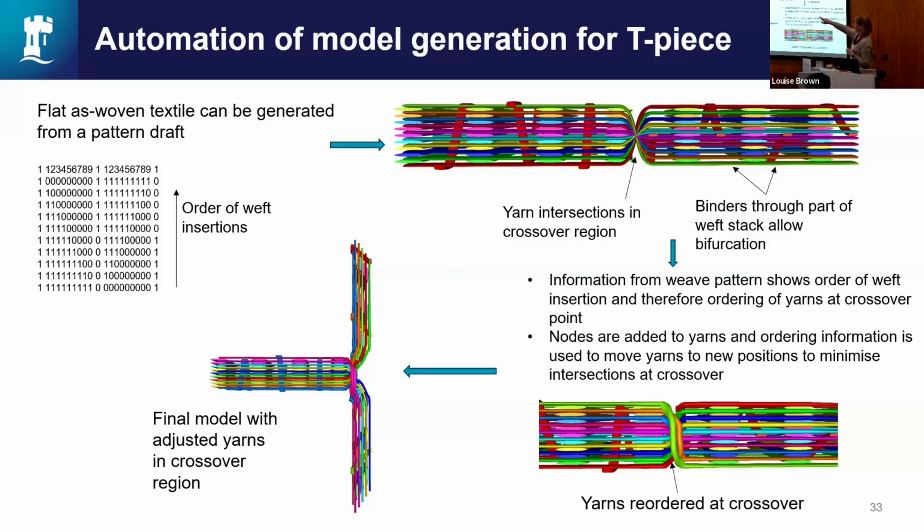And so previously I'd written the code that would take the weave pattern and convert it into a TexGen model for 2D weaves.